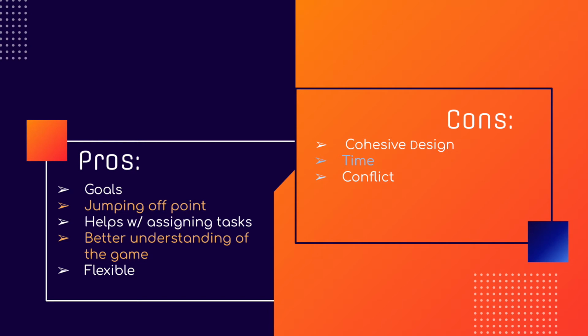It also takes a decent amount of time to do because you have to read the game manual and you also have to fill out the chart, which typically takes us 1 to 2 meetings. This also can create a little bit of conflict within the team depending on what direction your team wants to go in, as they may have different ideas for that.